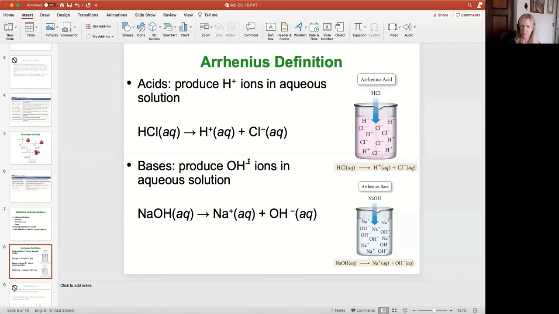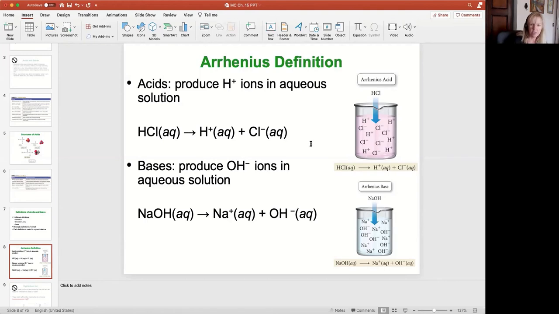The same thing with a base. The base is going to produce hydroxide ions. If I look at a really simple base, like sodium hydroxide here, then this hydroxyl group is going to break apart and the sodium group is going to break apart, and it's going to form these ions in the solution. So in the Arrhenius definition, you're really producing hydrogen ion and hydroxide ion when you take a substance and dissolve it in water.